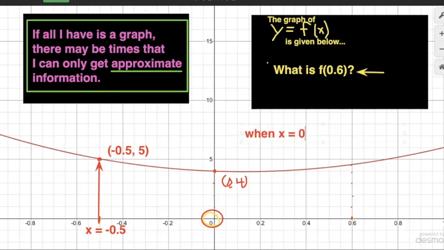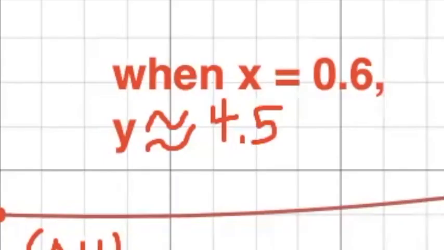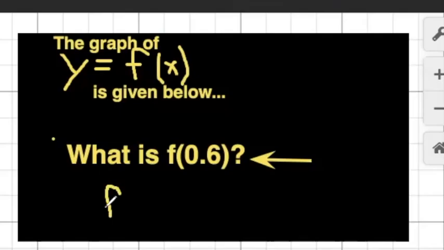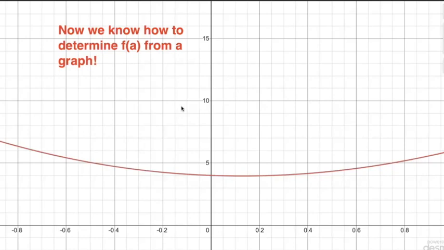So when x is equal to 0.6, y, and there's a symbol we use for approximately equals, y is approximately equal to 4.5. And often that's good enough. I'm just going to be honest and say I'm not 100% sure. This is an approximation. F of 0.6 is approximately 4.5. Now we know how to determine f of a value from a graph.